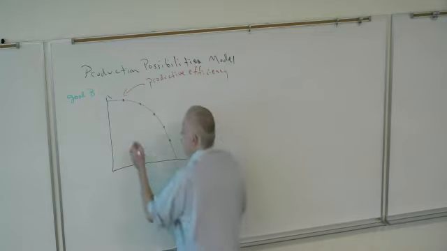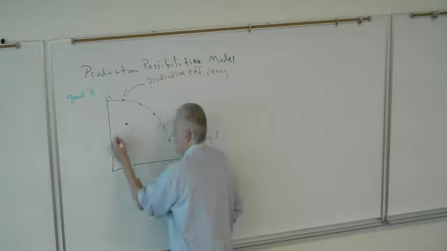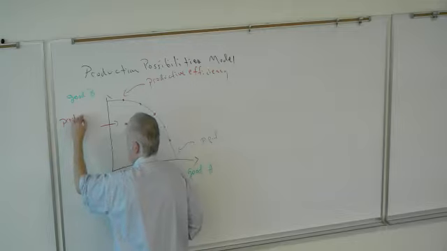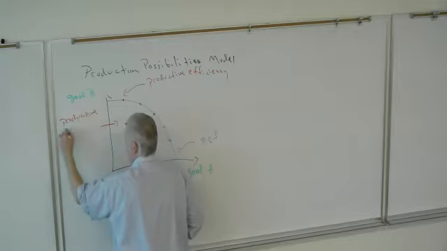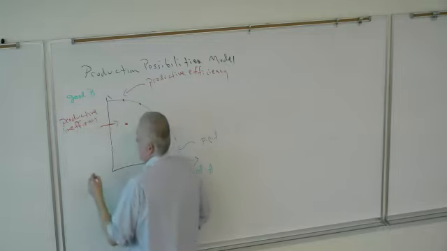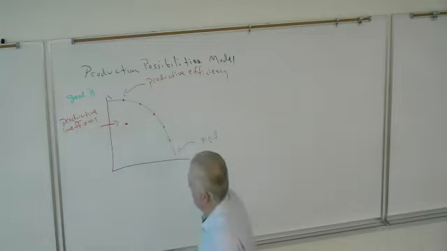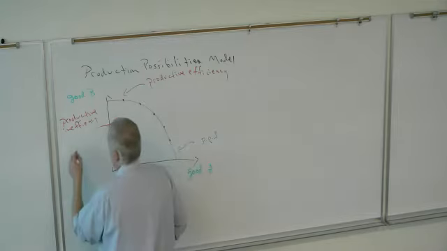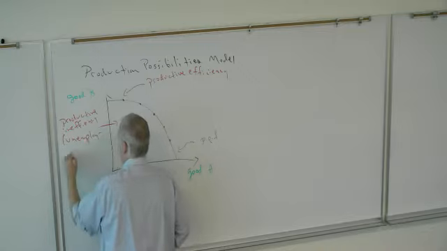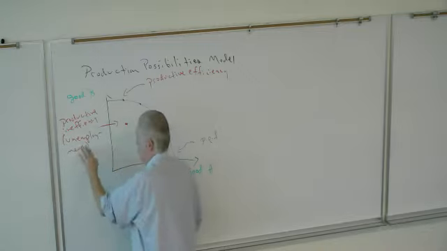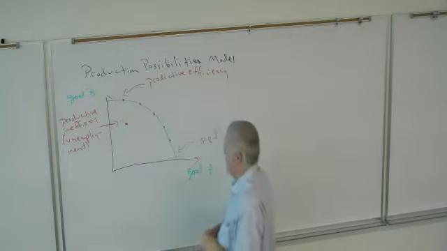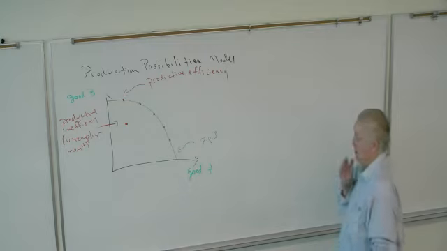Okay. If we're operating at some point inside the curve, this is what would be known as productive inefficiency. Productive inefficiency, which in the parlance of macroeconomics is simply what we would refer to as unemployment. And I know that we've all heard the term unemployment before, clearly. We all know what that is.